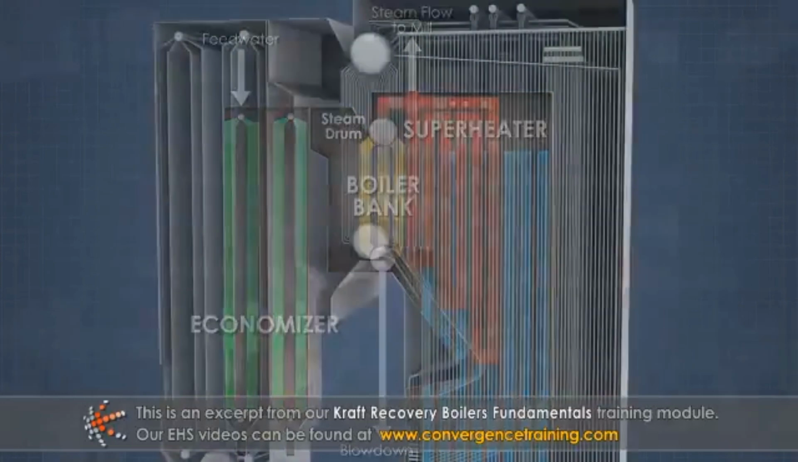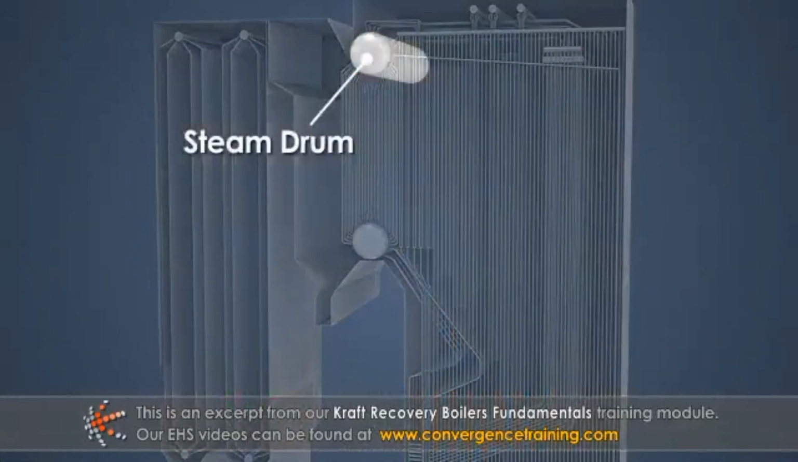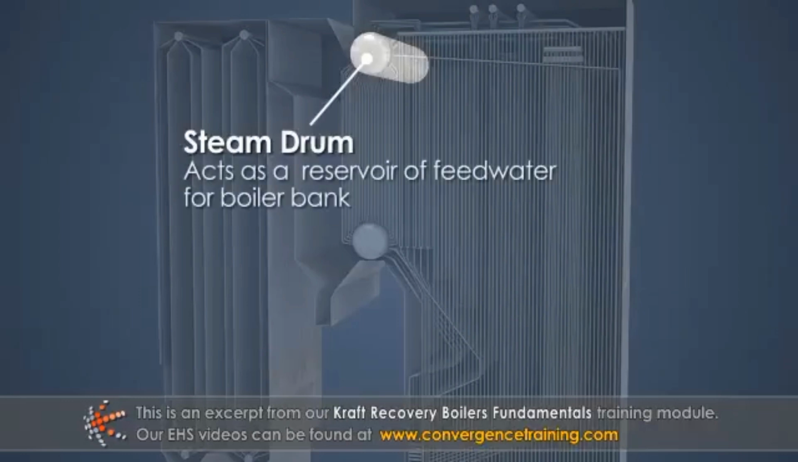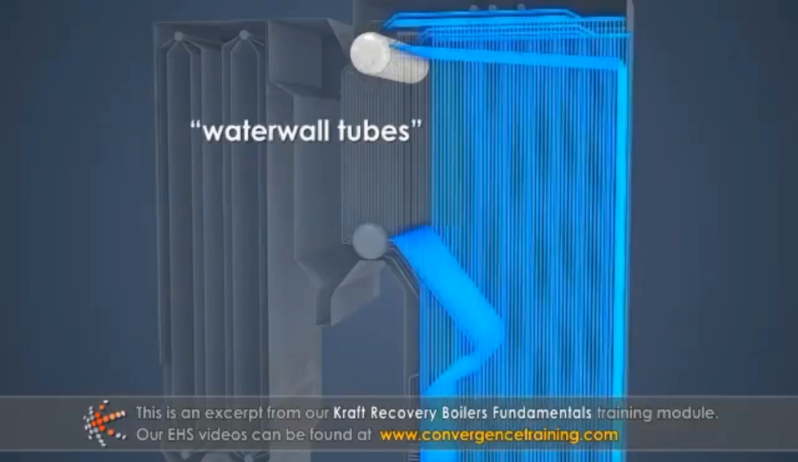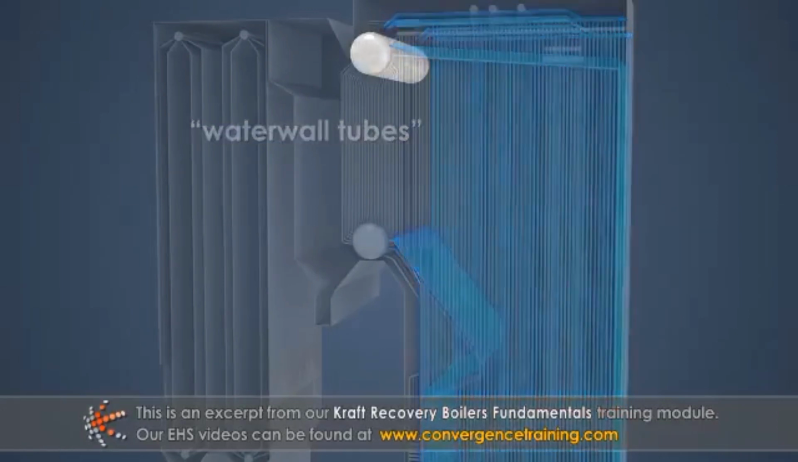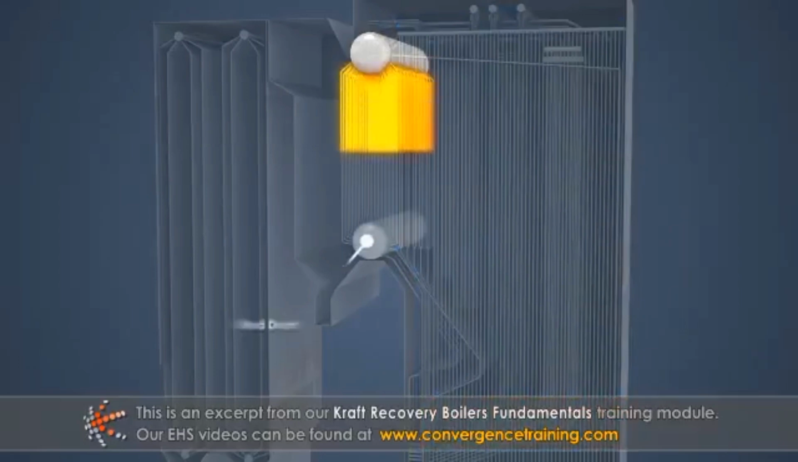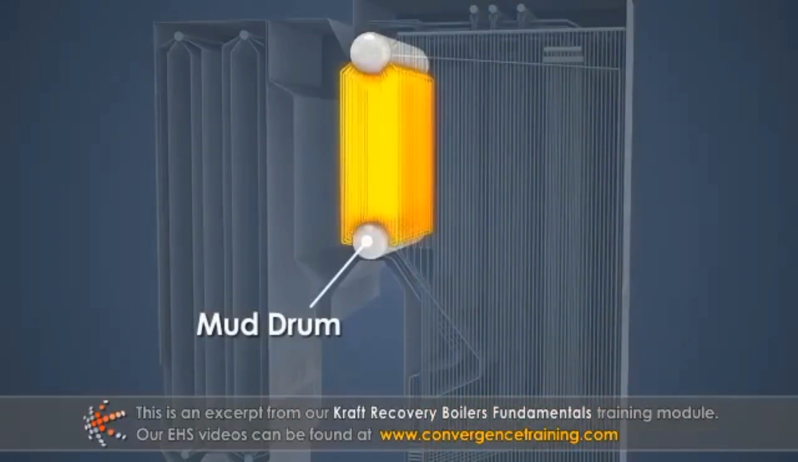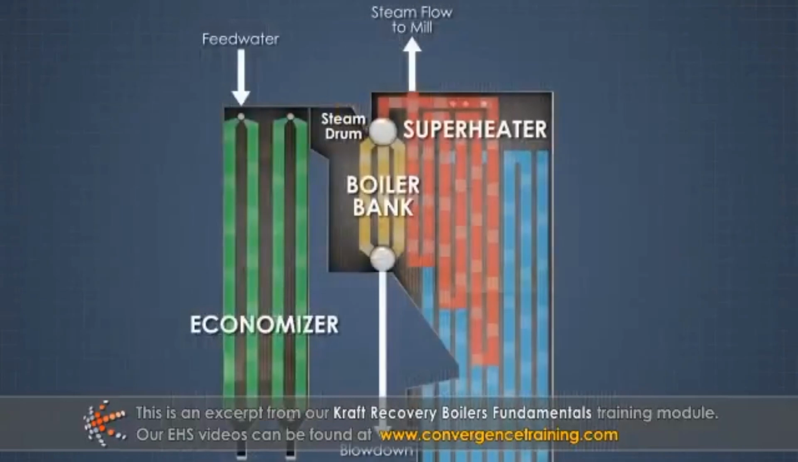The steam drum is a large cylindrical vessel situated horizontally across the boiler that acts as a reservoir of feed water in the boiler bank. The water wall tubes are part of the feed water circulation from the mud drum and steam drum system. The steam drum is connected to the mud drum by multiple boiler tubes. The mud drum also provides the blowdown point where feed water impurities are continuously drained to the sewer through a small pipe.